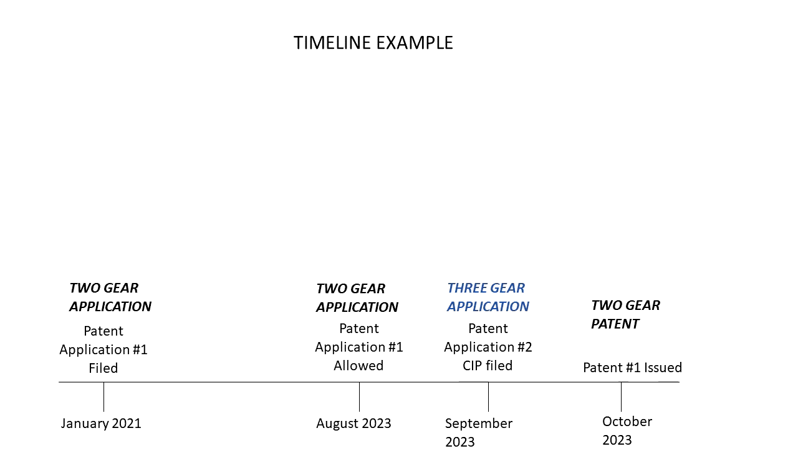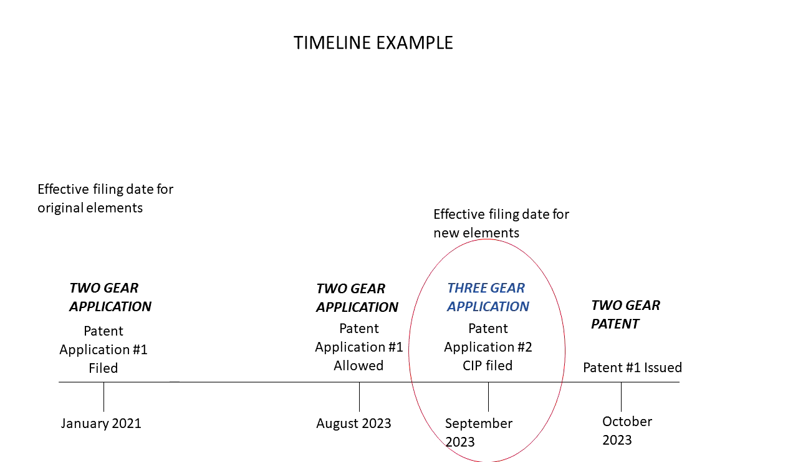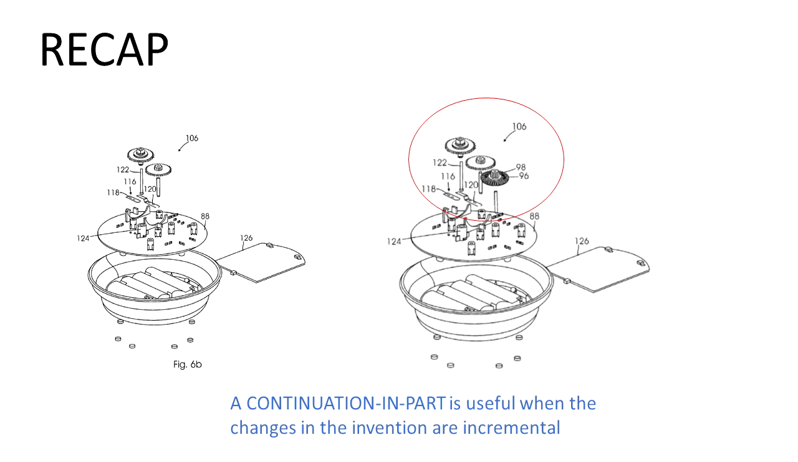So, just to recap the benefits, looking at our timeline here, most of my effective filing date will be for my original patent application that was from January of 2021. Anything new will have an effective filing date of September 2023. But as you can see, most of my patent application will be given the filing date of January 2021. So this is a situation for when you have incremental improvements, it may be worth considering this kind of application.